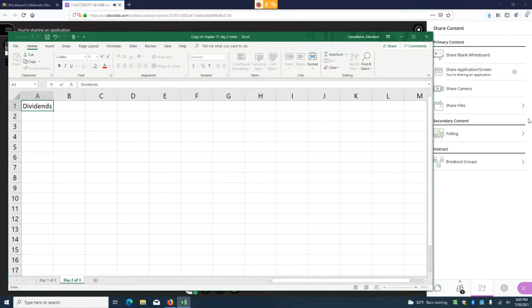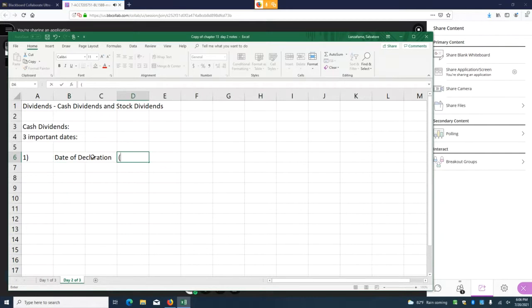Can you guys see that okay on the screen from where you're sitting? Okay. So there are 2 types of dividends. There's cash dividends and there's stock dividends. So under cash dividends, there are 3 important dates. Date number 1 is called the date of declaration. Date of declaration.